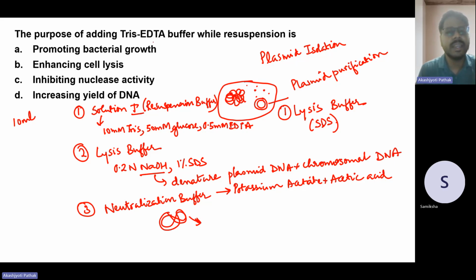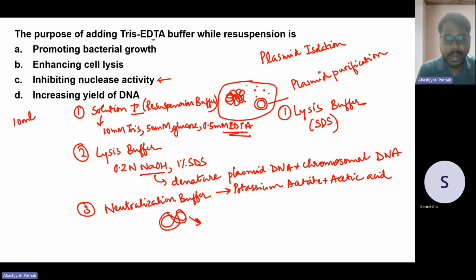So basically, this EDTA buffer is used in resuspension to inhibit the nuclease activity. Okay. So when you lyse the cell, all these different RNAs, DNAs will also be present in your lysate, and they can degrade the plasmid DNA. So to inhibit the nuclease activity, this EDTA is present in this solution one. But EDTA we are adding in solution one to enhance the cell lysis first.